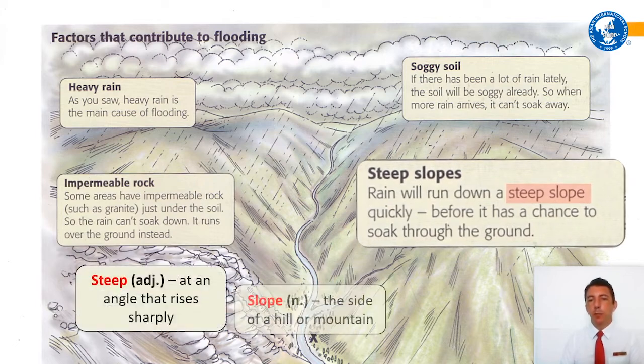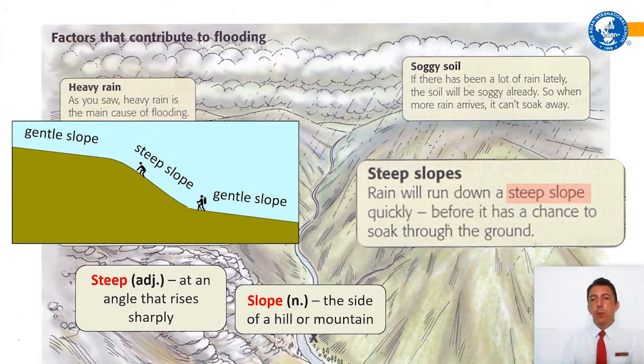Similarly, steep slopes. So rain will run down a steep slope quickly. Gravity will pull it down very fast before it has a chance to soak through the ground. Steep means at an angle that rises sharply, and the slope is the side of the hill or the mountain. So in this diagram we see the steep slope. It's harder for the climber to climb.